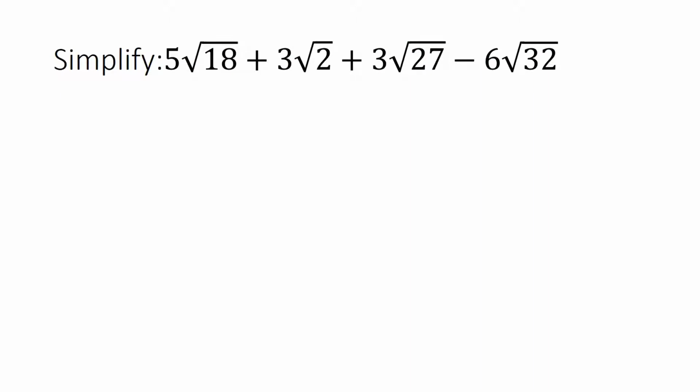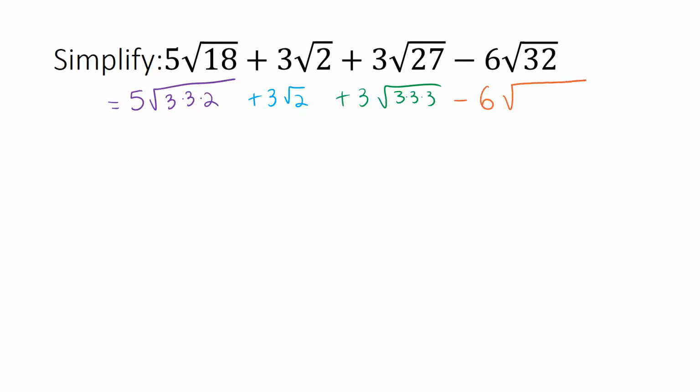In order to add and subtract radicals, you must first simplify all the radicals before you can add or subtract them. So 5 radical 18, when we simplify it, we'll break up the 18 to be 3 times 3 times 2. 3 radical 2 is already simplified, so we will just rewrite it. 3 root 27 breaks up into 3 times 3 times 3 under the radical, and minus 6 root 32 becomes 2 times 2 times 2 times 2 times 2.